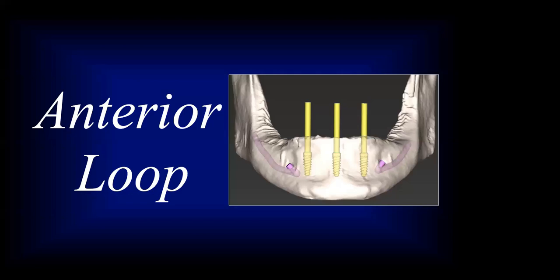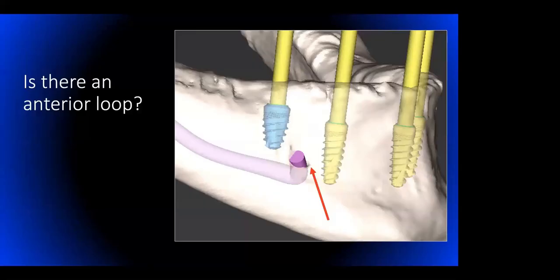So let's keep going. We want to look for an anterior loop, and I get this question all the time. Let me show you how to determine where and how an anterior loop is determined on a CBCT. Is there an anterior loop here? It's very hard to see from a 3D image or a cross-section image.